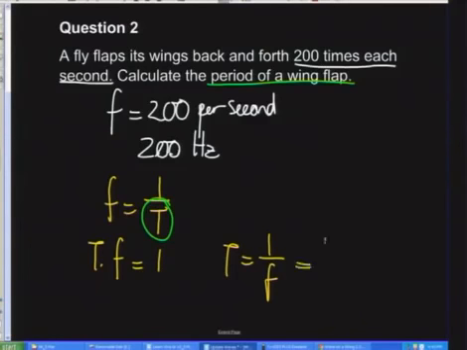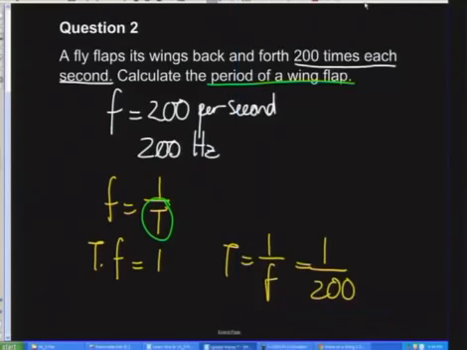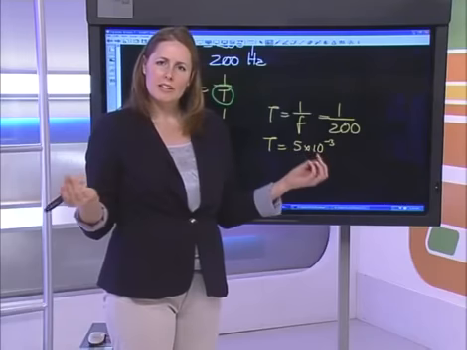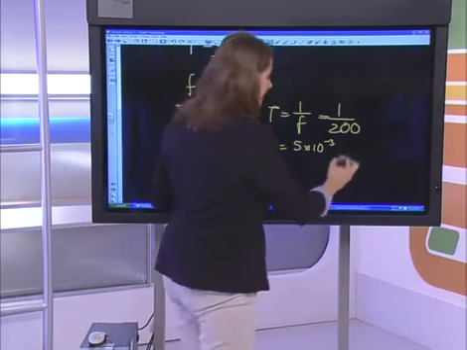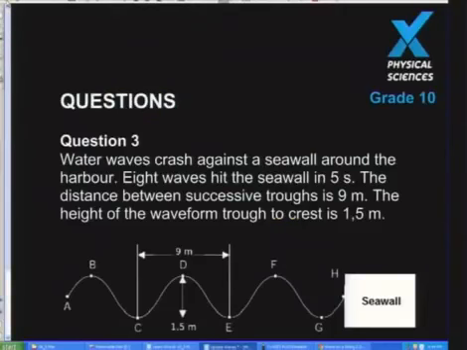So the period is going to be 1 divided by 200. And you can punch it in your calculator. 1 divided by 200 equals, and we're going to say 5 times 10 to the negative 3. So the period T is equal to 5 times 10 to the power of negative 3. What is the unit? Well, it's a time value, so the unit is seconds, and that is my final answer. Let's jump to the next question.